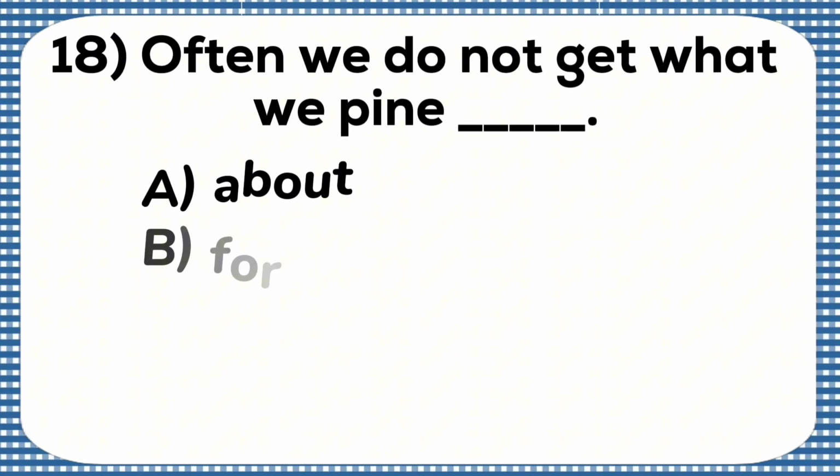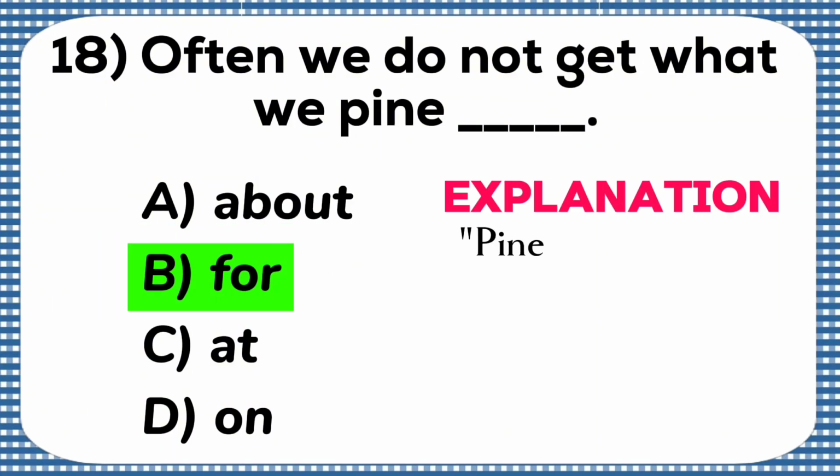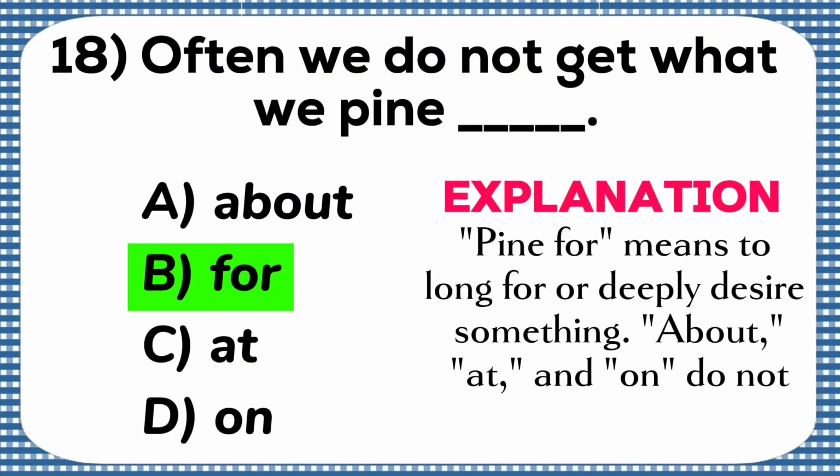Often we do not get what we pine dash. The right answer is option B, for. Explanation: pine for means to long for or deeply desire something. About, at, and on do not fit this meaning.